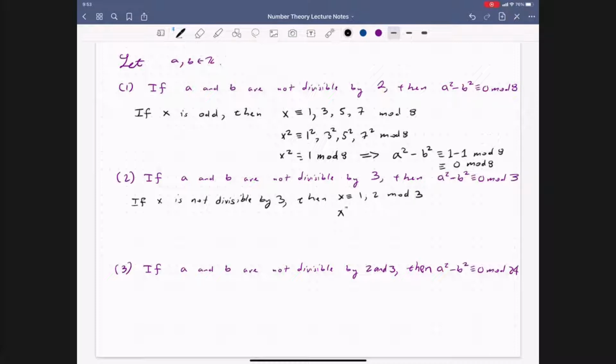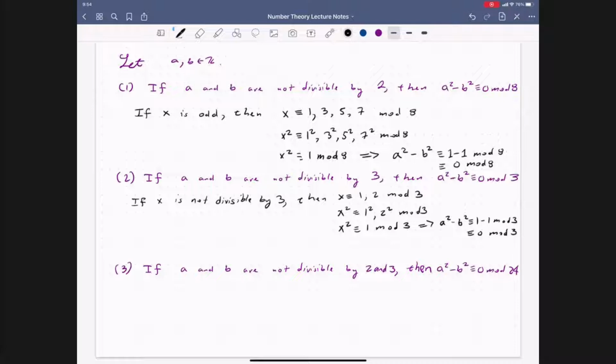But if we square x, then we're going to have a 1 squared and a 2 squared mod 3. But 1 squared is 1 and 2 squared is 4, but 4 is congruent to 1 mod 3. So in both cases, we get that this is congruent to 1 mod 3. But a and b are just arbitrary integers not divisible by 3, and so their squares are always going to be congruent to 1 mod 3, by what we have just shown. So we have that this is 1 minus 1 mod 3, which is congruent to 0 mod 3.